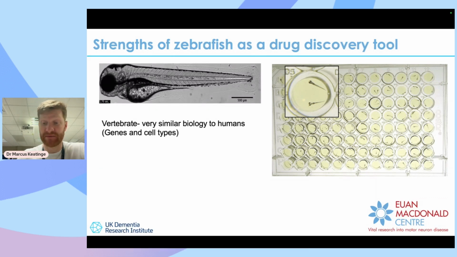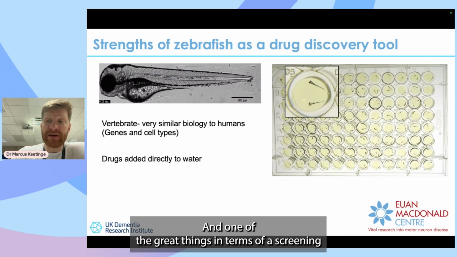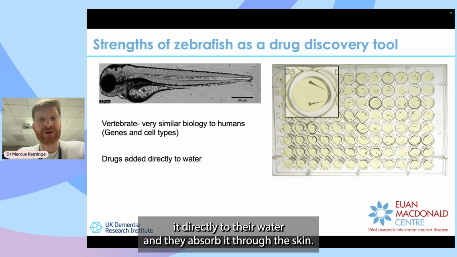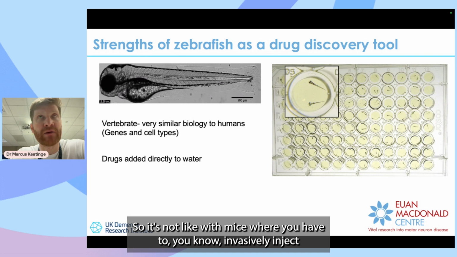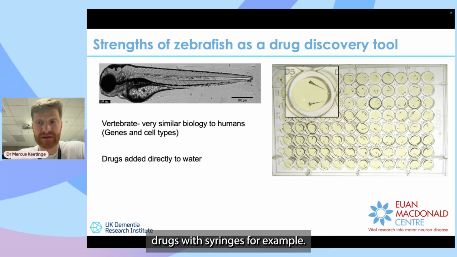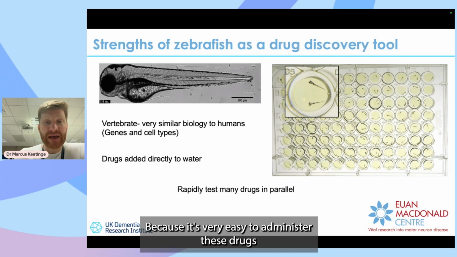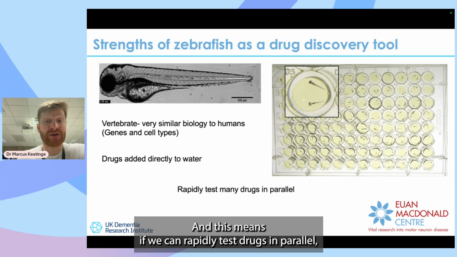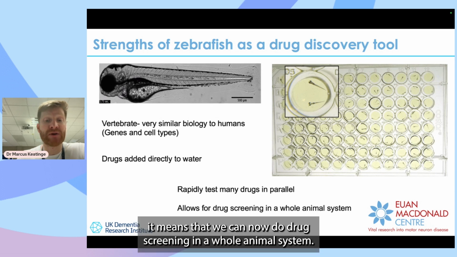And one of the great things in terms of a screening tool is the fact that to administer the drug, we just need to add it directly to their water and they absorb it through the skin. So it's not like with mice where you have to invasively inject drugs with syringes, for example. Because it's very easy to administer these drugs, it's very easy to do a lot in parallel. And this means if we can rapidly test drugs in parallel, we can now do drug screening in a whole animal system.